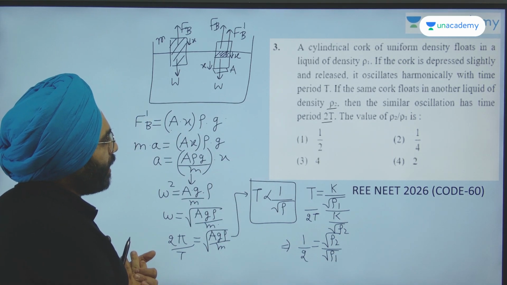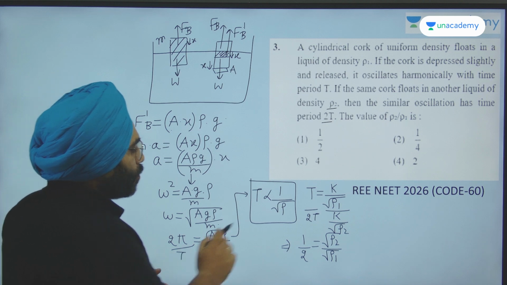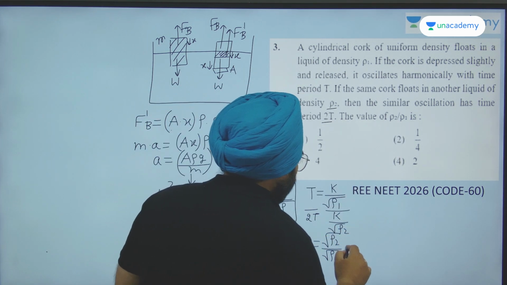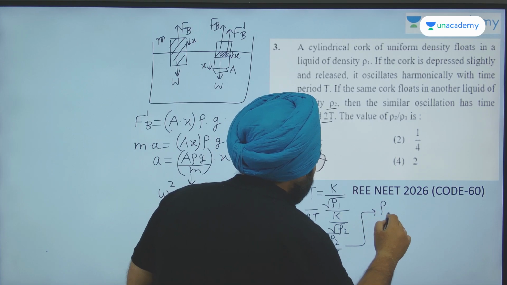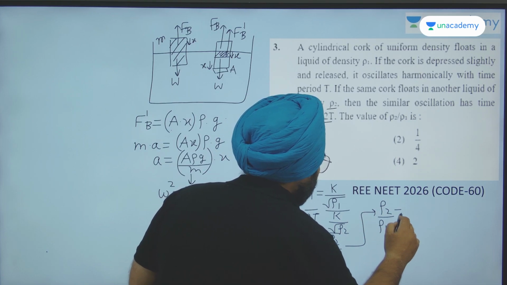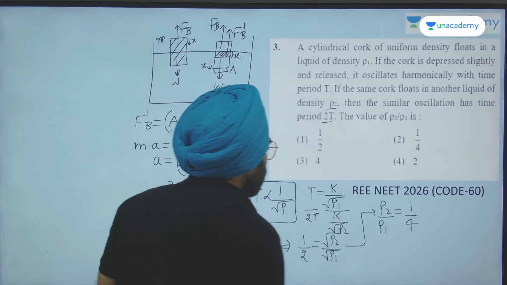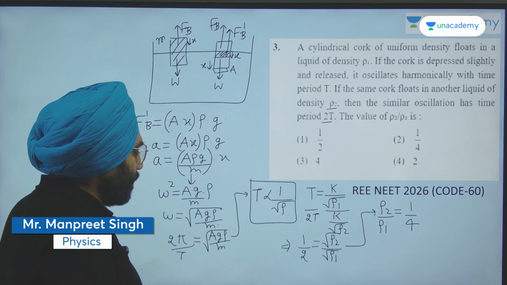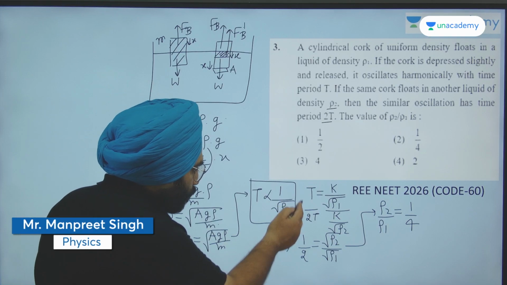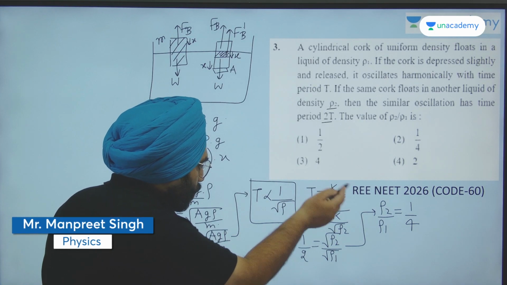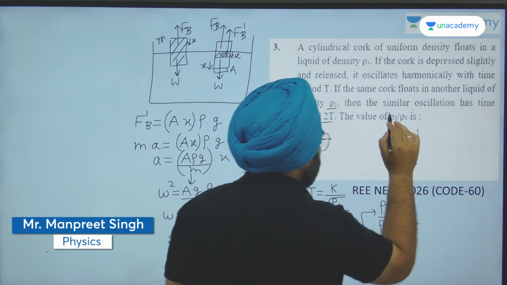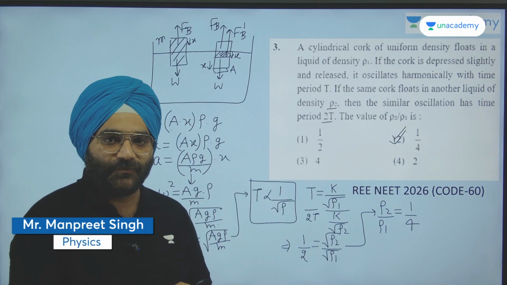What we have to find here is rho 2 divided by rho 1. If I square both sides, rho 2 divided by rho 1 will become 1 by 4. Let's check it quickly: 1 by 2, rho 2, rho 1. Yes, absolutely. So the answer will be option number 2. What is going to be our answer? 1 by 4, option number 2.